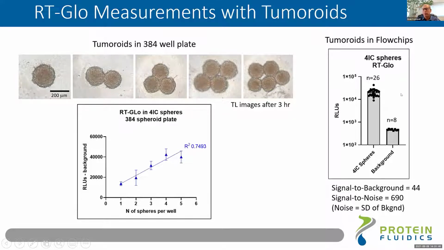We also looked at flow chips, where we would place a single tumoroid in a flow chip and look at the signal to background we're getting. We get a nice signal to background of 44. And if you look at the standard deviation of the background, the signal to noise is around 690. So it's a very nice measurement capability for single tumoroids and looking at their viability in our flow chips.